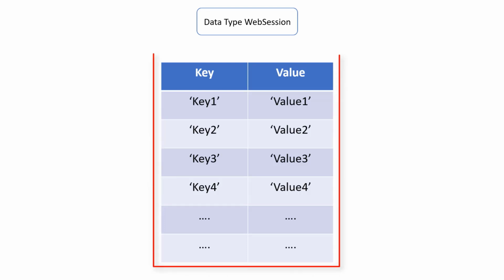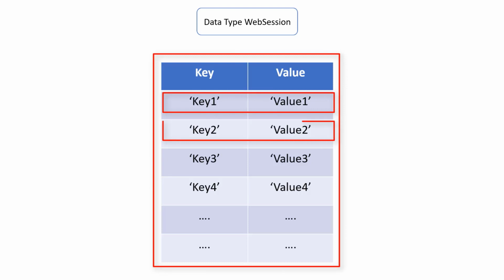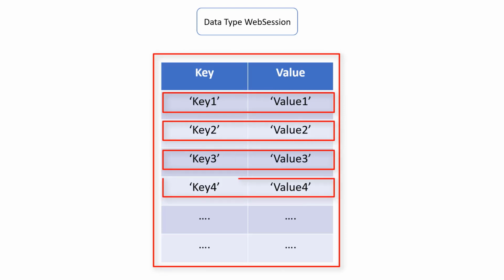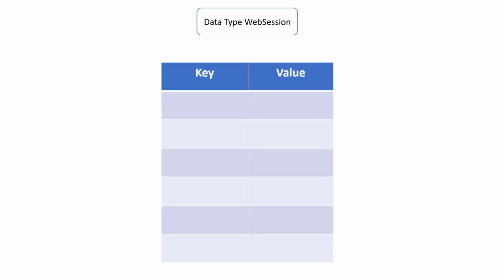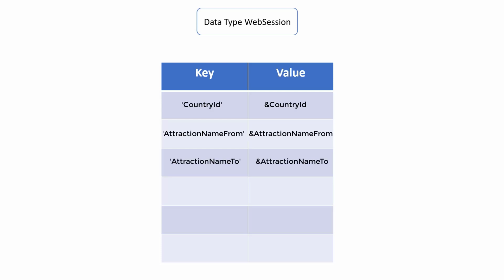A major advantage of these variables is that they allow us to store a set of data of the key value type. So we only need to create a web session variable and use it to save all the filters we have, each of them with a unique key. In this way, there's a key and a value for the country ID filter, another key and a value for attraction name from, and finally for attraction name to, the three filters that we need to keep between runs of the panel. This meets the need to temporarily save the information entered in the filters, to retrieve it later.